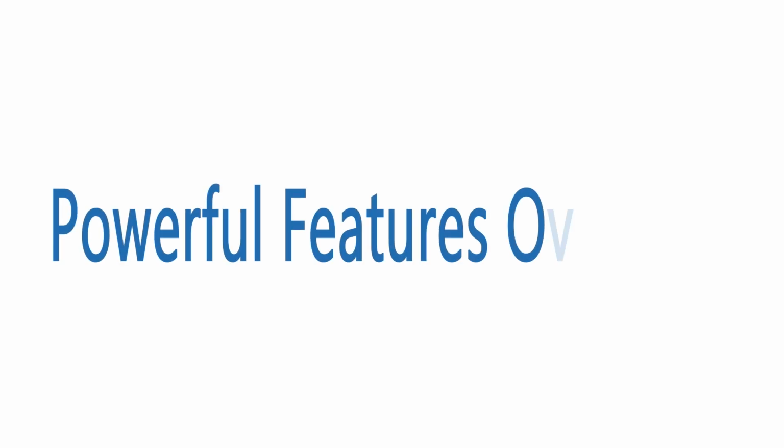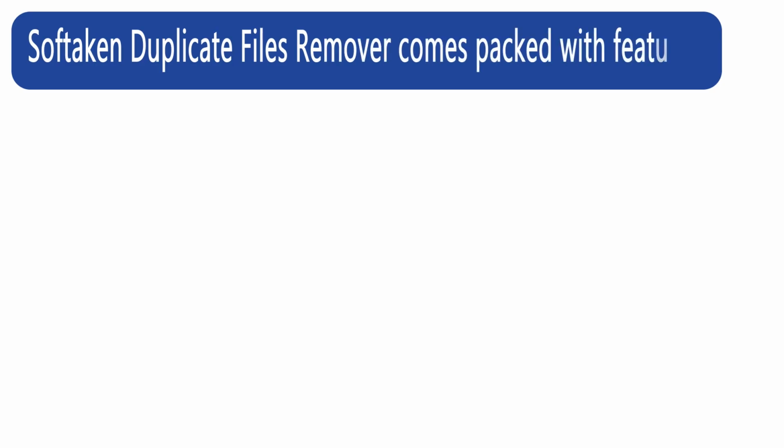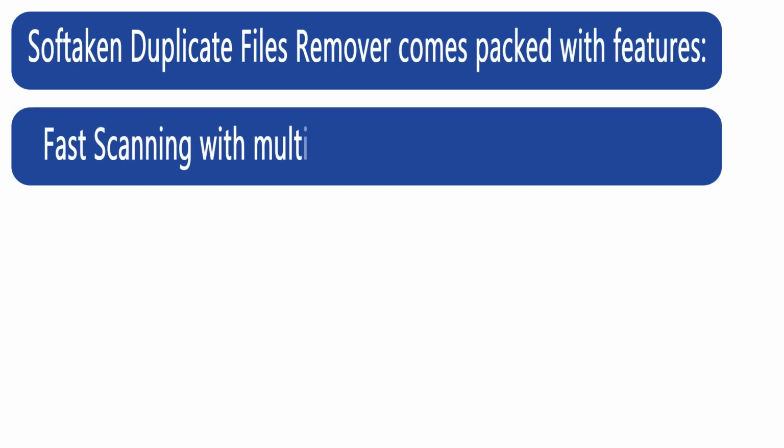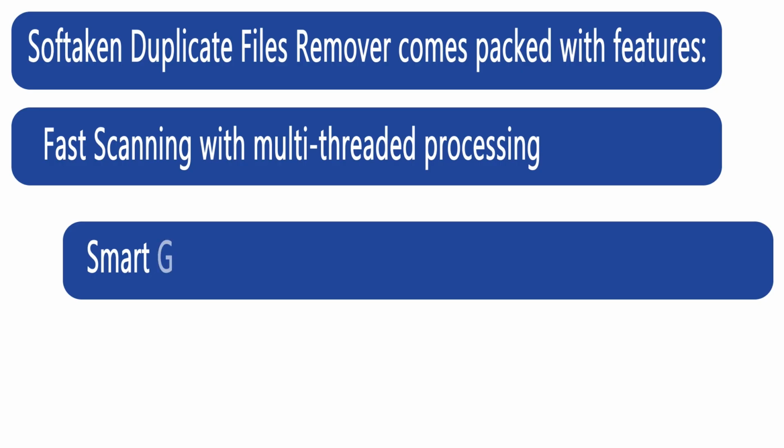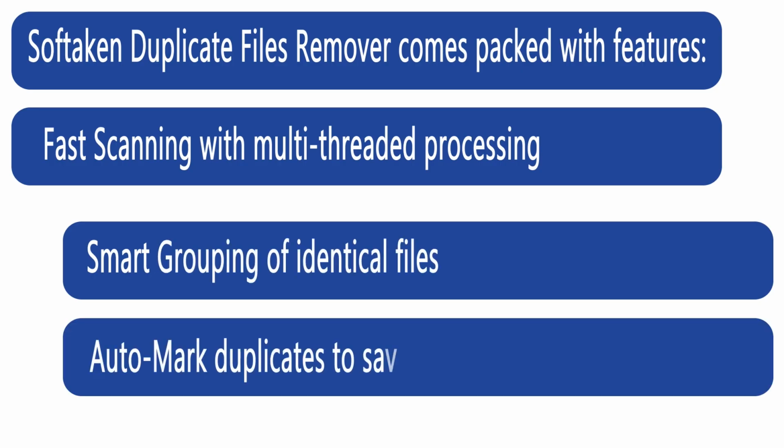Powerful features overview. Softaken Duplicate Files Remover comes packed with features. Fast scanning with multi-threaded processing. Smart grouping of identical files. Automark duplicates to save time.